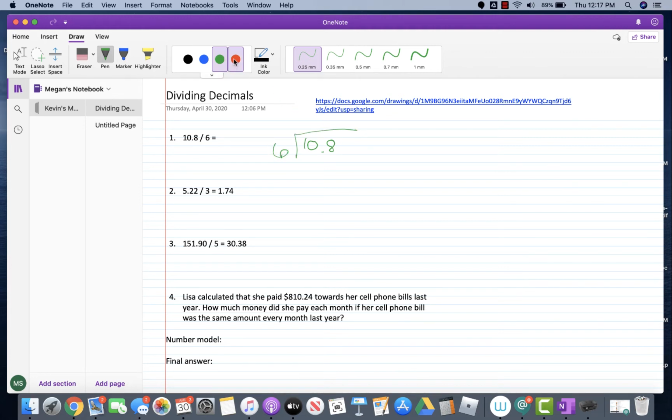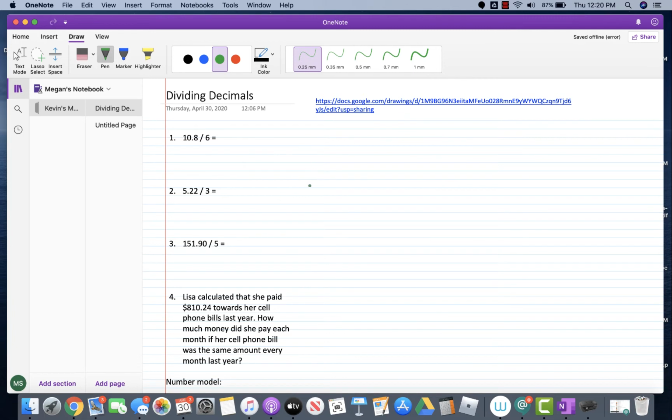So the most important step to remember is we bring up that decimal. 6 goes into 10 once without going over. 6 times 1 gives us 6. Let's subtract. Bring down your 8. 6 times 8 is 48. Our quotient is 1.8.